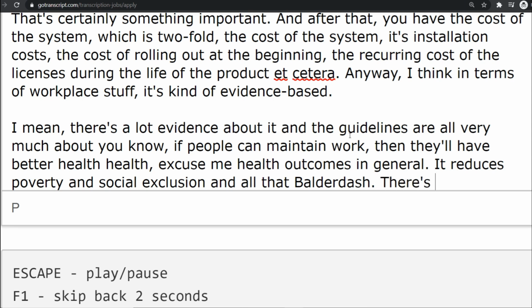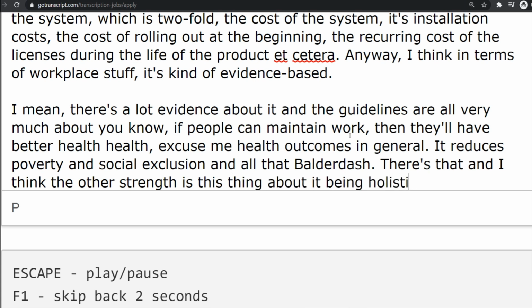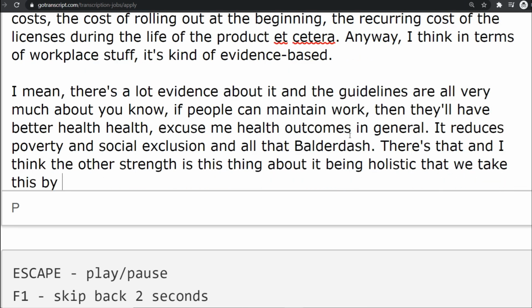There's that, and I think the other strength is this thing about it being holistic. That we take this biopsychosocial approach. We're looking at absolutely everything. It's not just the body and the physical symptoms of pain.